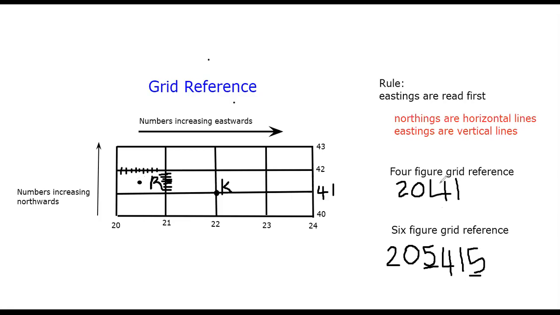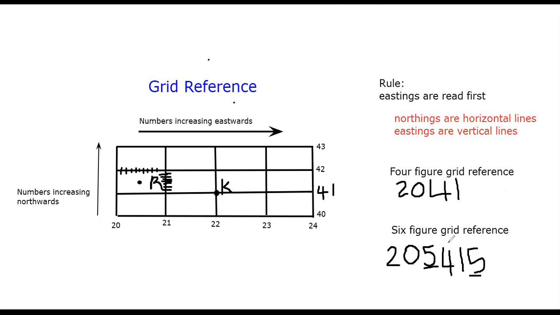So of course 41. And what is the error that I just made there? I identified the northings first. Now, please ensure that you don't make this error, wherein you name the northings first. The eastings lines, which are the vertical lines, should be identified and read first. Now let's look at the eastern line. Based on this, we know that it hasn't yet reached 21. It's somewhere in the middle, right? It's after 20, so it must be 20. So this 4-figure grid reference will be 2041.